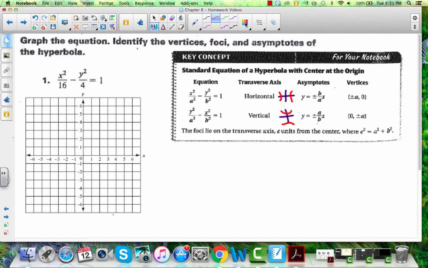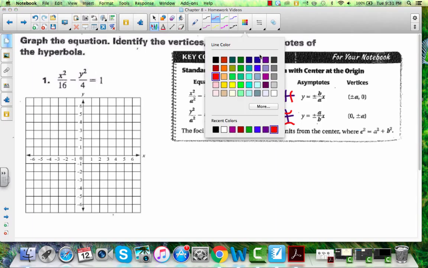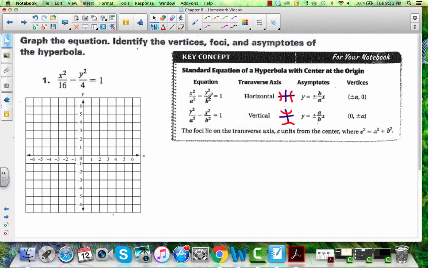We have the standard equation of hyperbolas, and there are two forms of it. We have x squared over a squared minus y squared over b squared equals 1. That gives me a hyperbola with a horizontal transverse axis. And then we have y squared over a squared minus x squared over b squared equals 1. That will give us a hyperbola with a vertical transverse axis, and the transverse axis, if you remember, connects the vertices.